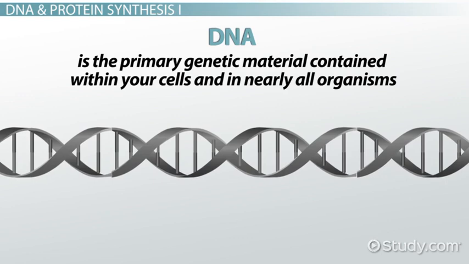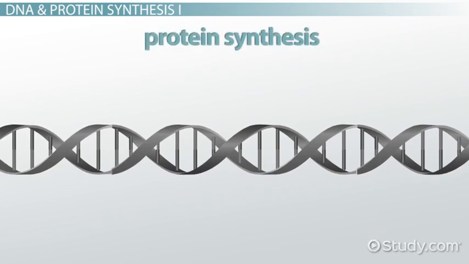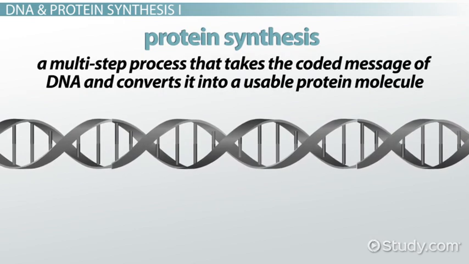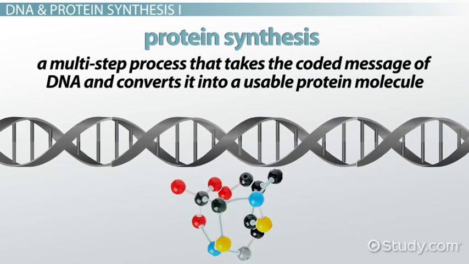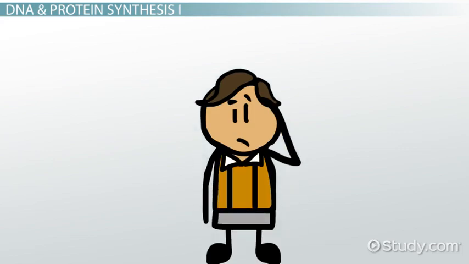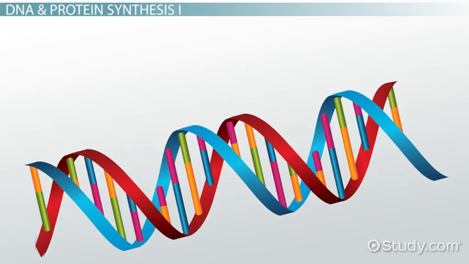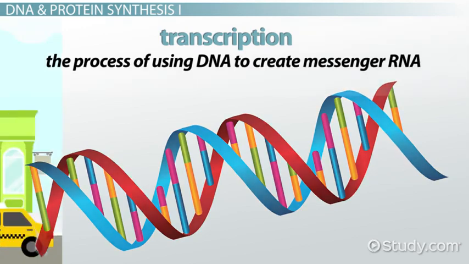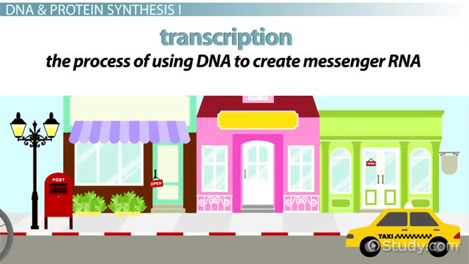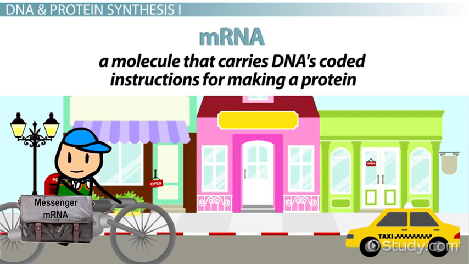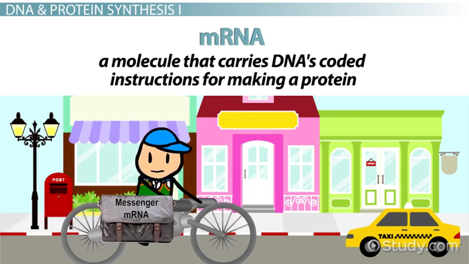It's used to create proteins during protein synthesis, which is a multi-step process that takes the coded message of DNA and converts it into a usable protein molecule. While that may sound confusing, the process can be broken down into simple steps. The first of these steps is the one that utilizes DNA, and it's called transcription, which is the process of using DNA to create messenger RNA, also simply called mRNA. This mRNA is a molecule that carries DNA's coded instructions for making a protein.